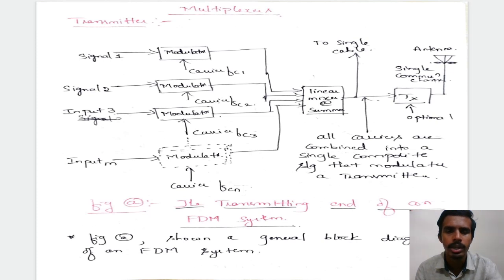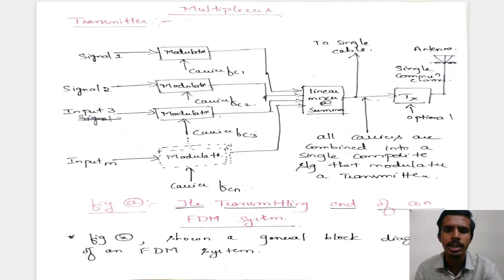Starting from signal 1 is input 1, signal 2 is input 2, signal 3 is input 3, and up to M number of inputs can be taken, and they are sent into individual modulators where the carrier frequency is generated respectively, which is carrier frequency 1, 2, 3 and up to carrier frequency n. So up to here we obtain all the carrier frequencies.